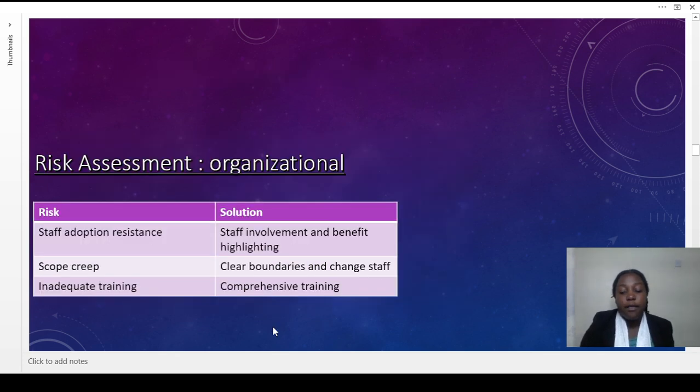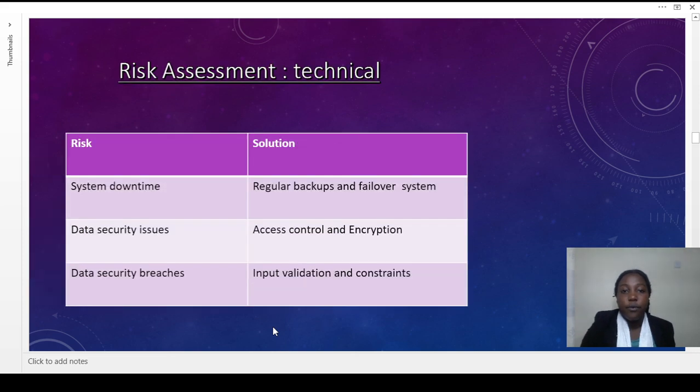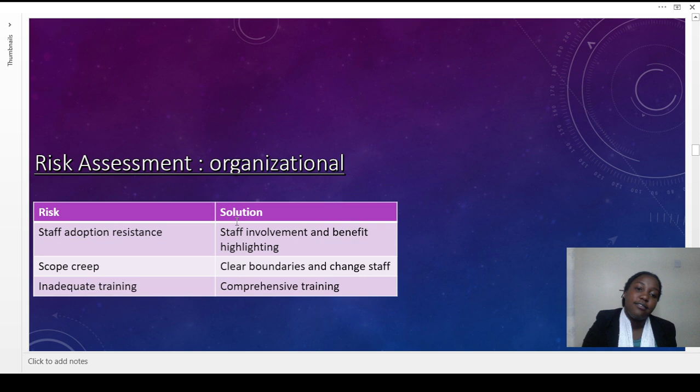So remember, for these ones before, we have looked at risk assessment, but this is technical. But this is risk assessment, which is organizational. Organizational mainly within the staff. So one of the risks is staff adoption resistance. Some people may fail to come up and join the system.